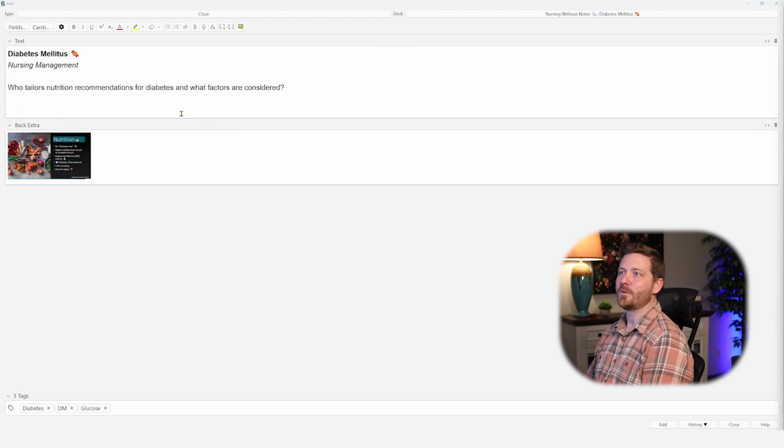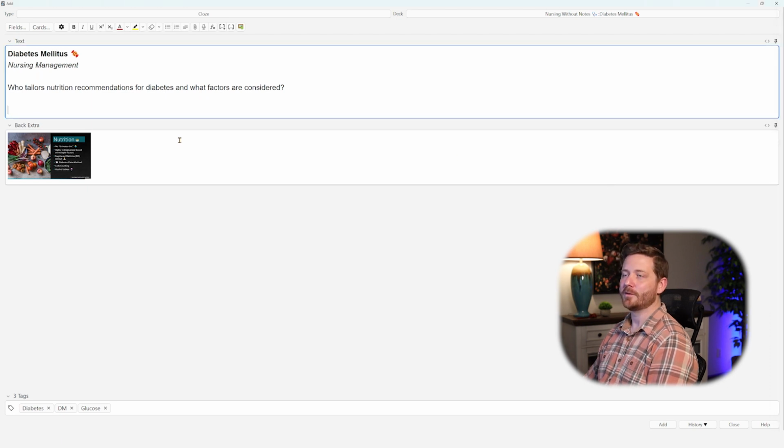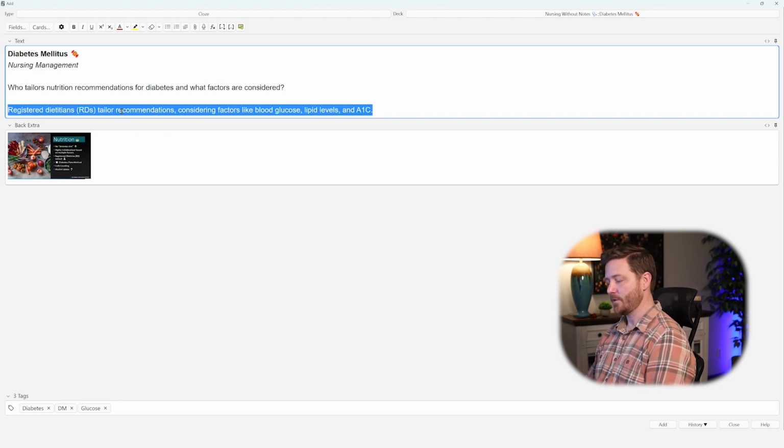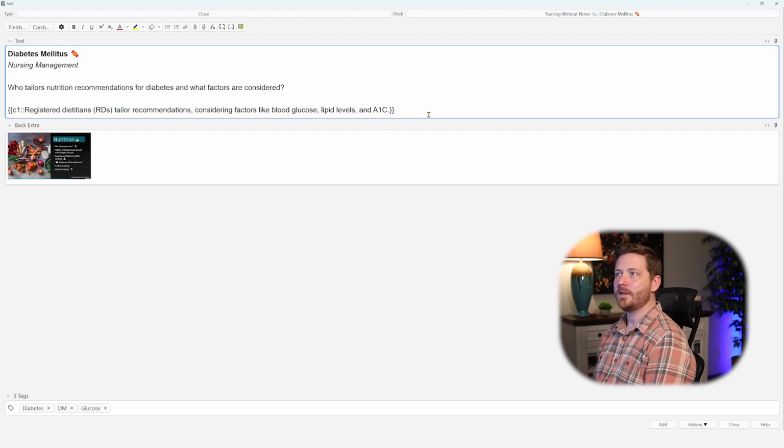Who tailors nutrition recommendations for diabetes and what factors are considered? Well, that's going to be none other than our registered dietitian. And they're just going to be taking a look at your A1C, lipid levels, and your blood glucose levels as well. So, registered dietitians tailor recommendations considering factors like blood glucose, lipid levels, and A1C. Let's go ahead and highlight all that and then Control-Shift-C, and let's add that in. I like that.